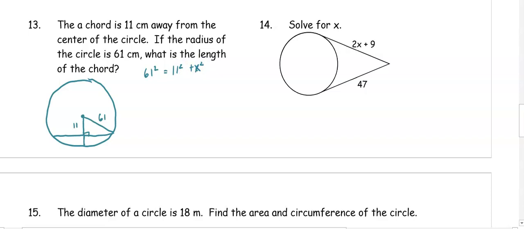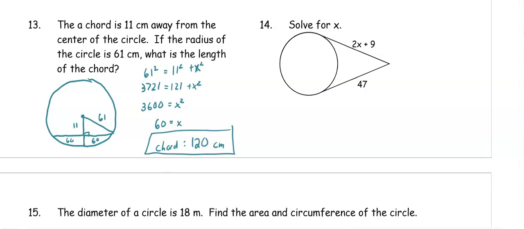So 61 squared is 3,721, which equals 121 plus x squared. We can subtract 121 from both sides. 3,600 equals x squared. So when we take the square root, we get that x is 60. Now, we have to double the 60 to get that our whole chord length then is going to be 120 centimeters.